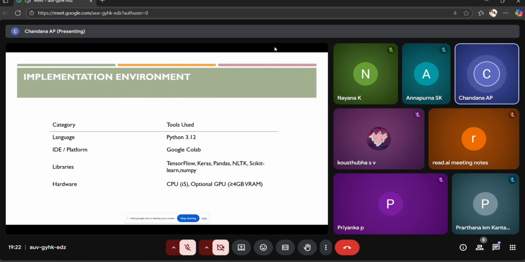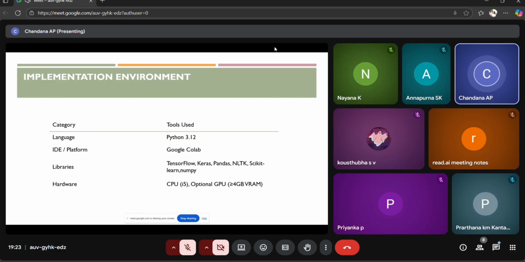Today, I am here to explain the further continuation part, that is, the implementation environment. We implemented our model using Python 3.12 on Google Colab, which provides a free cloud-based GPU environment for deep learning. We used several key libraries like TensorFlow and Keras for building and training the neural network, Pandas and NumPy for handling the data and pre-processing, natural language processing, and also scikit-learn for evaluation metrics, to split the dataset into training and testing, and for the pre-processing functions also.